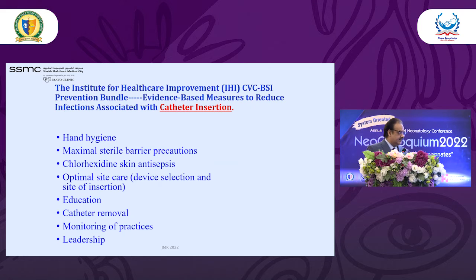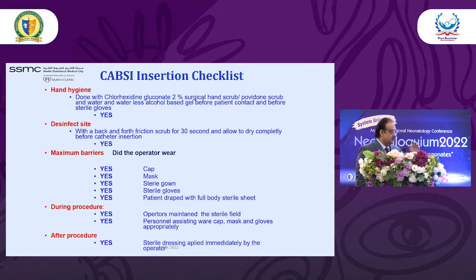So these are the practices: hand hygiene, hand hygiene, hand hygiene, maximal sterile barrier, chlorhexidine, I will talk about it, optimal site care, education as we are doing right now, catheter removal as soon as possible, and monitoring of the practice, and the leadership. Leadership should involve in that. Without their accountability, it cannot be avoided. So we have a different kind of a checklist I will give you in the end, so you can use it. I will give this talk to the organizer so you can have it.